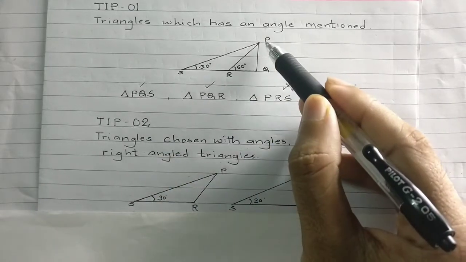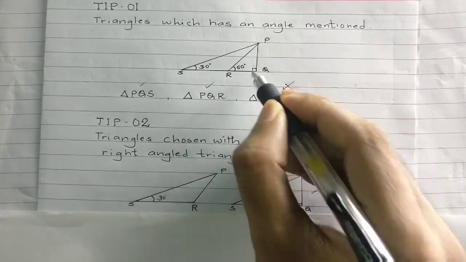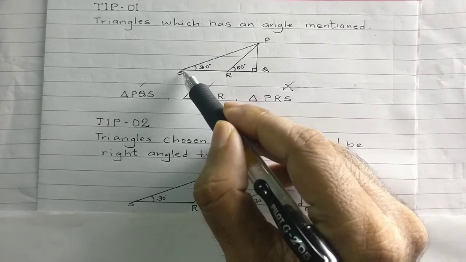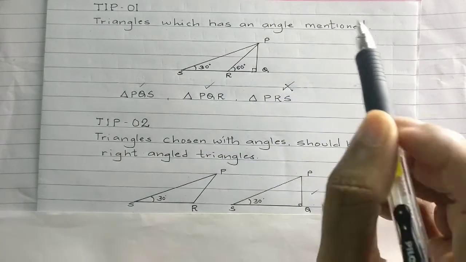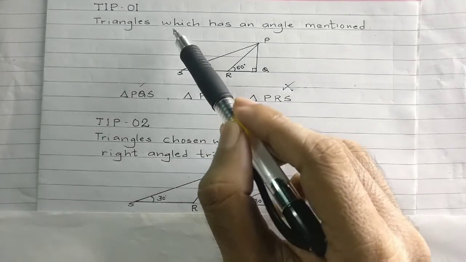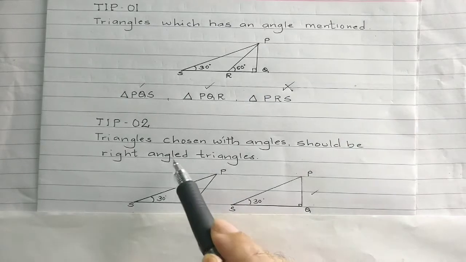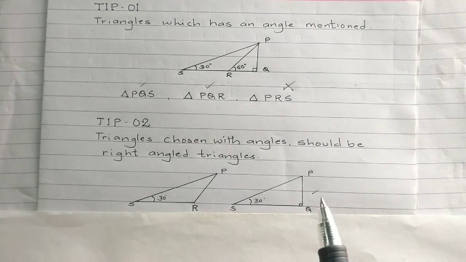So PQR is possible because there is a right angle over here, and PQS is also possible because at the same angle over there. Okay, so 2 tips done. One is there should be an angle mentioned apart from the 90 degree, and the other one is there should be a right angle.